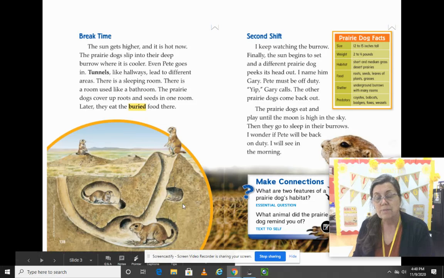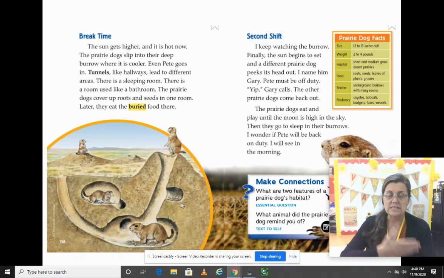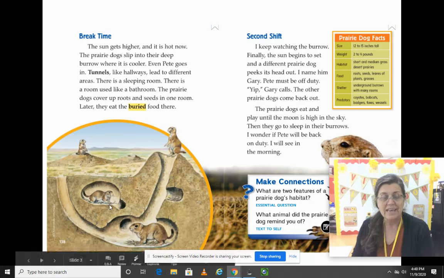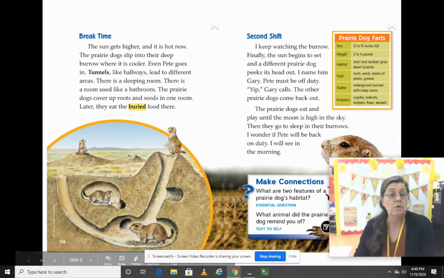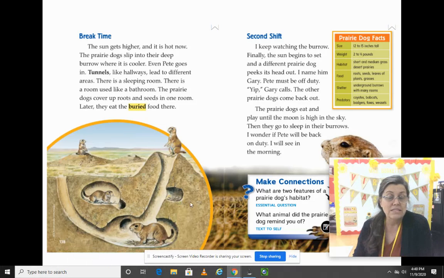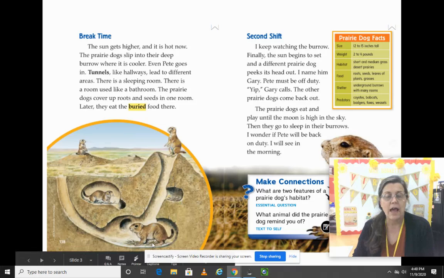This is unique because it's cut away. It's kind of a slice through the ground so that we can have a peek inside the burrow of the prairie dog. We see the different rooms that they talked about, where they sleep, where they store their food, even a bathroom spot that they have there and how they hide their food.